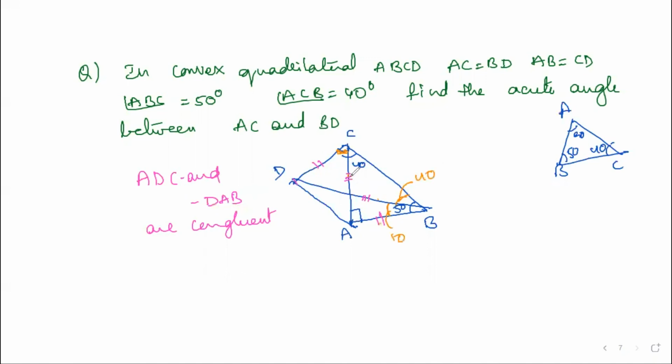Since we need the angle between AC and BD, we know that this part is 10 and this is 90. So let me assume this point to be some E. Angle AEB is 180 minus 50, 90 plus 10, which is going to be 80.